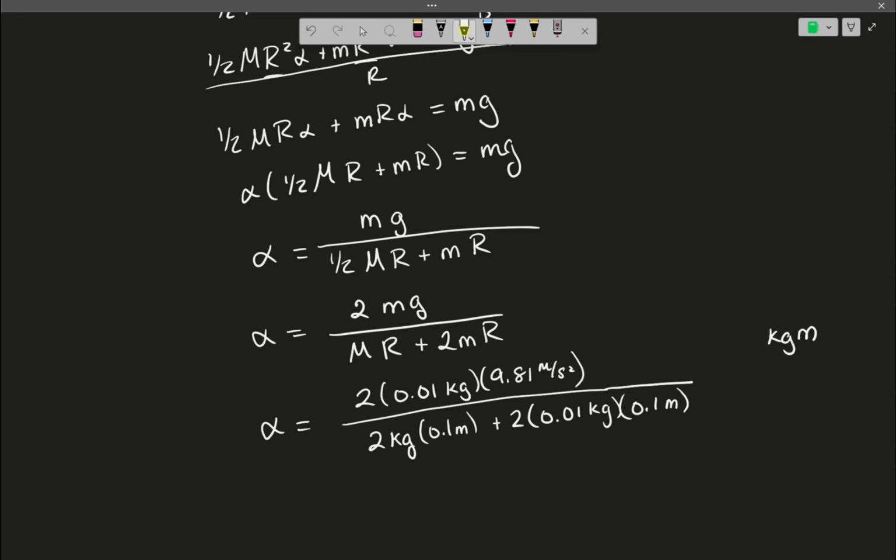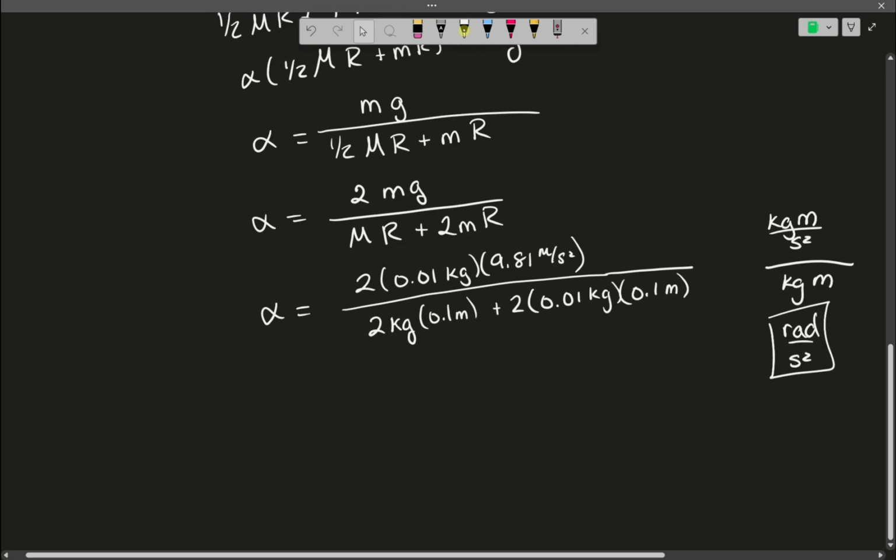So let me do some real quick dimensional analysis to make sure that I'm on the right track. Kilogram meters per second squared over, these are both kilogram meters, so this will end up with 1 over seconds squared, so this will be radians per second squared, and that is the unit for angular acceleration, right? So I know I'm on the right track.